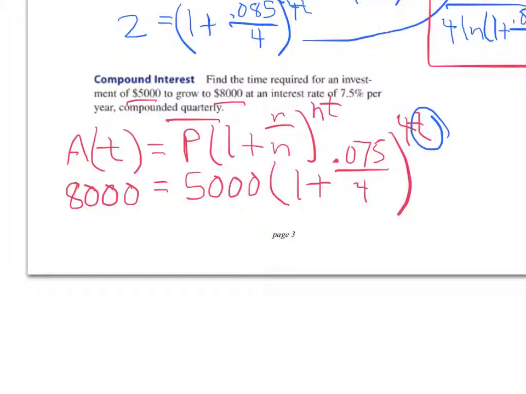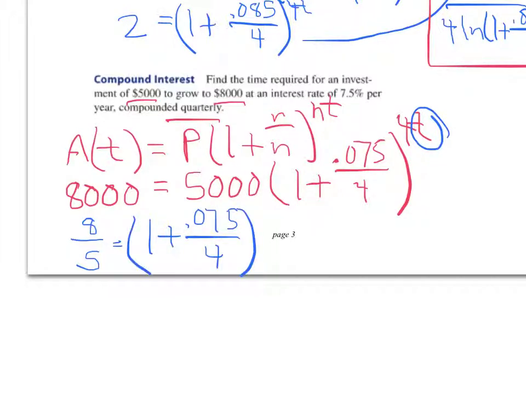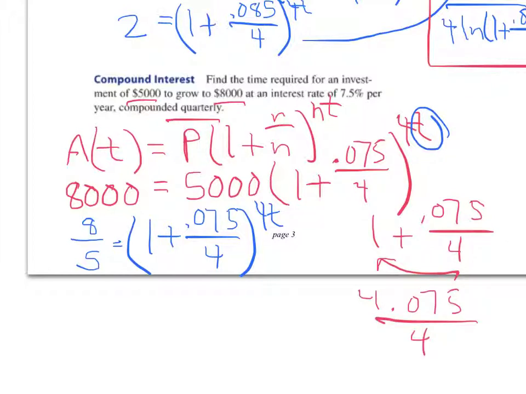We're going to divide both sides by 5,000. So on the left-hand side, we'll get 8 over 5. And on the right-hand side, we have 1 plus 0.075 over 4 raised to the power 4t. Now let me show you how you can simplify 1 plus 0.075 over 4. It's just a mixed number. So we multiply 4 times 1 and get 4, and we add that to the 0.075 and we divide by 4. Now you can take that and put it in your calculator if you want, but it's a little bit easier to enter into the function now.